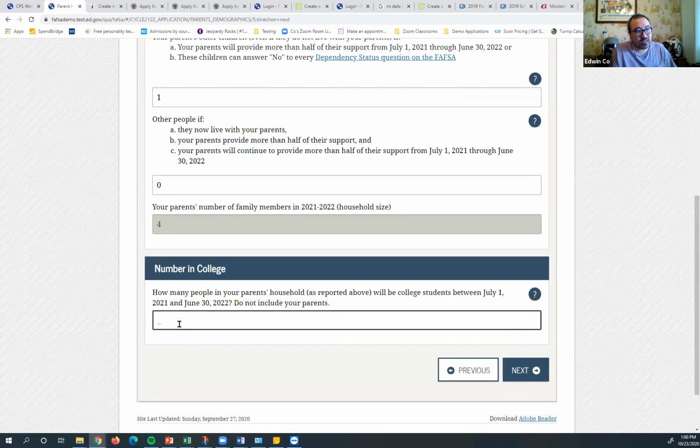Number of dependents in college, essentially how many people are going to college next year. Don't include your parents in this number. So how many people? I'm going to put 2 because I once again have a twin brother, and so it's saying that we are both going to college next year. For the most part, you will either be 1 or you and a sibling. Now we're going to hit next.